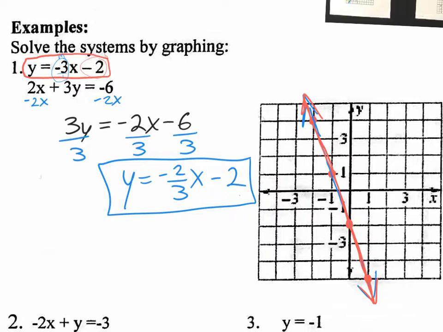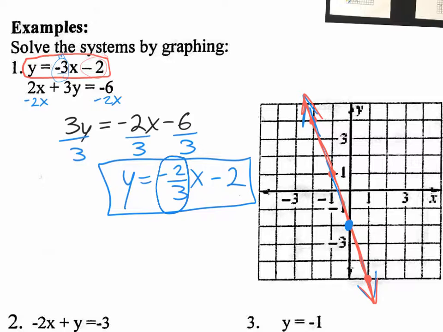So this is my bottom equation. I just rewrote it. From standard form, I changed it to slope-intercept form. So where's this one going to cross the y-axis at? This blue equation, where does it cross the y-axis? Negative 2. Let's put a dot right there at negative 2. Wait a minute, it's the same exact b value. That's great. Now, what's the slope from negative 2? What's the slope? Negative 2 over 3.